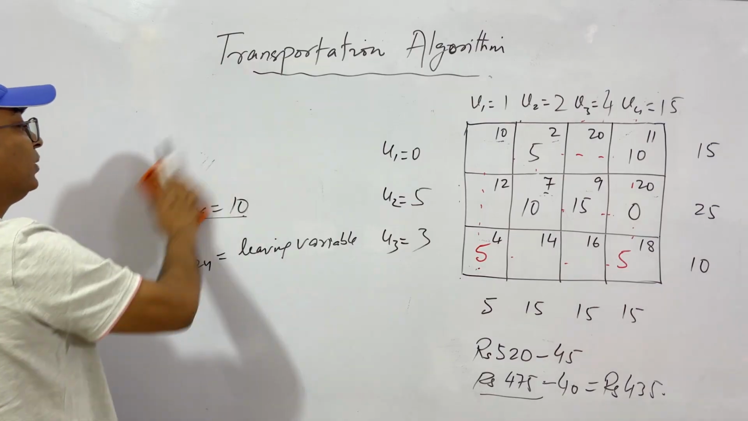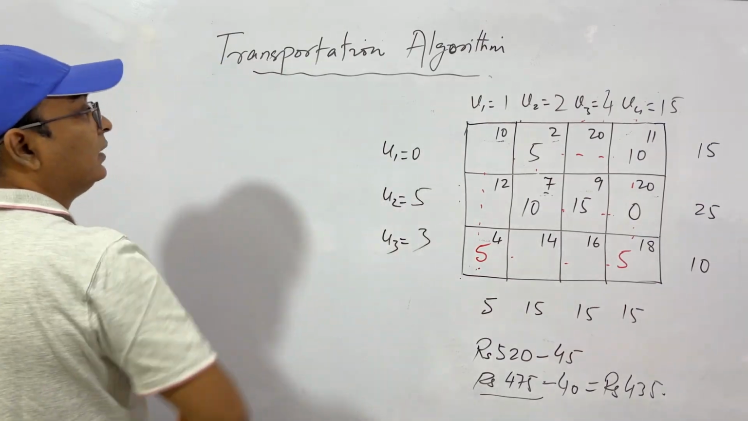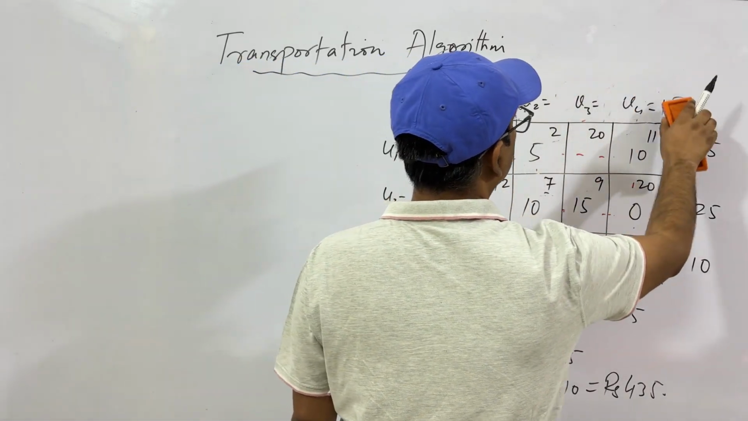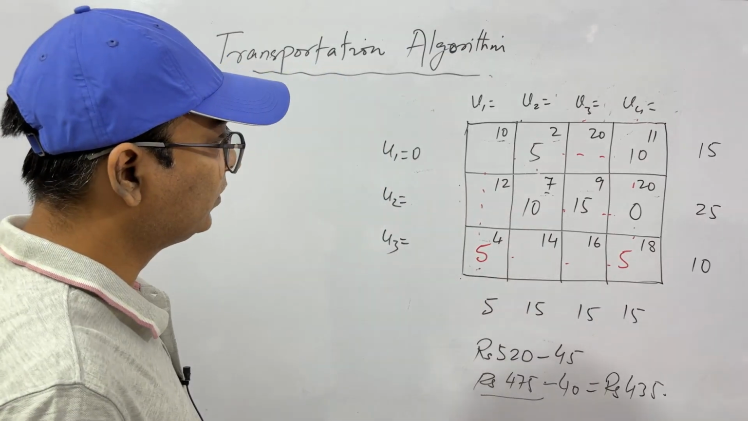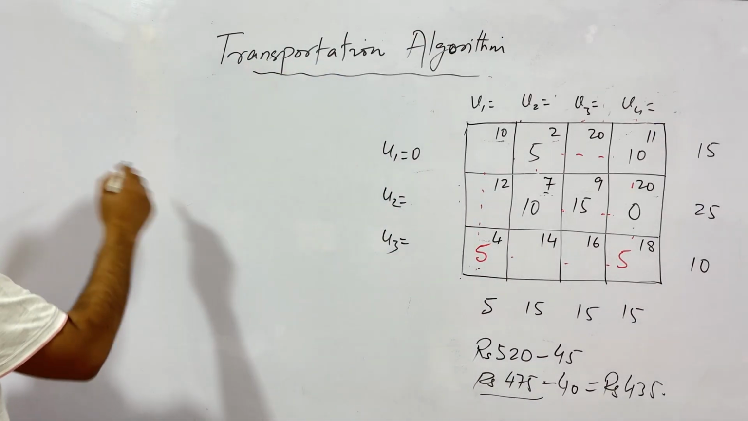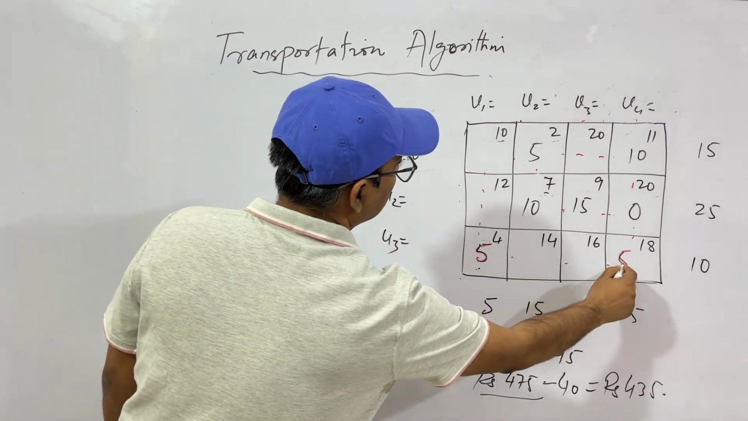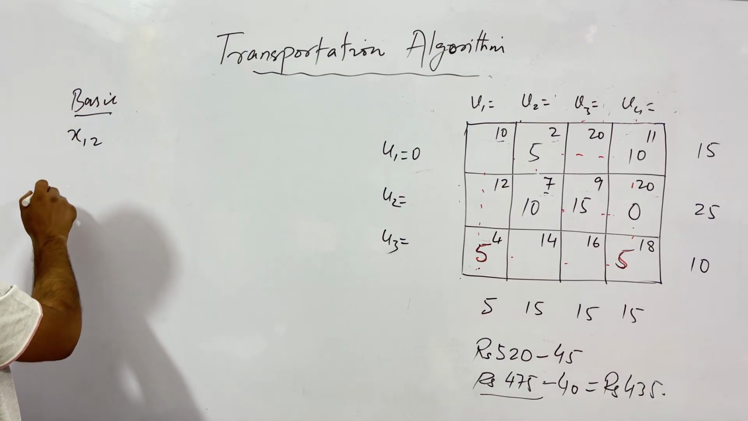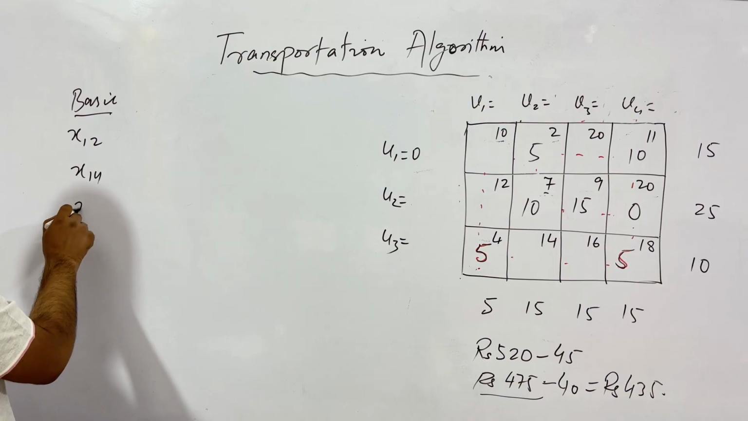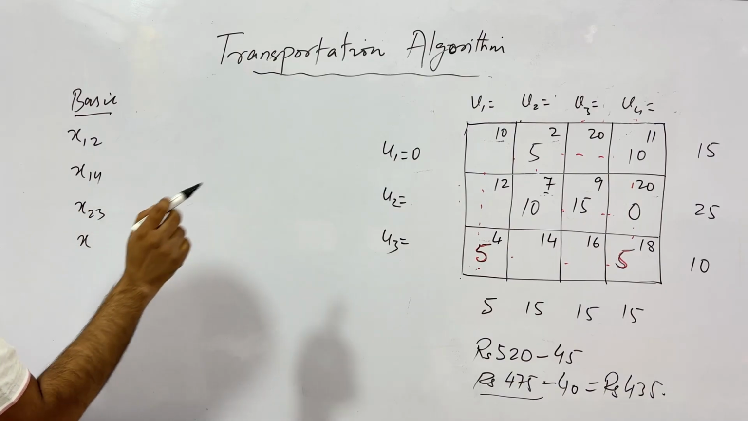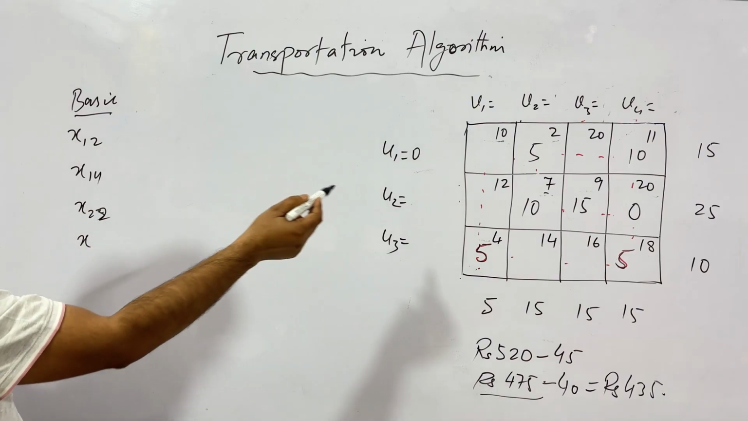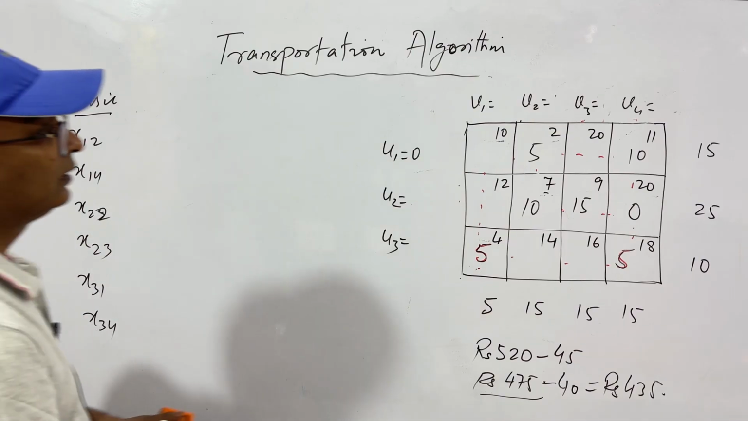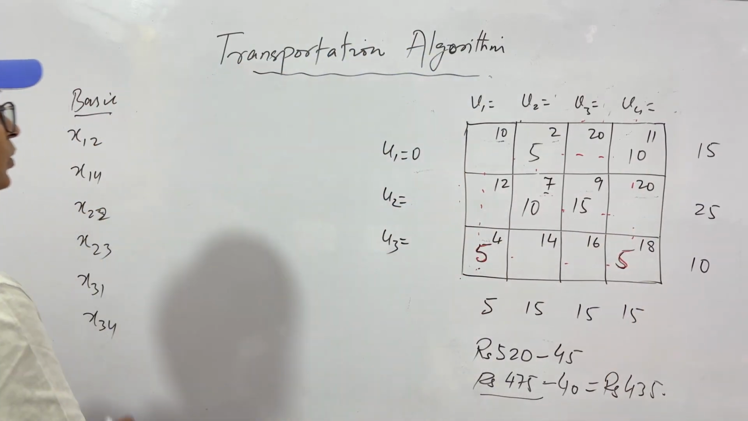Okay, but is it optimal or not? How can we find out? We'll again find these, and from here we'll find whether all the values are negative or not. Let's see. First of all, these six are our new basic variables. So we start with our basic variables, that are x12, x14, x23, x22 is also a basic variable, then we have x31 and x34. This variable is gone. So these are the basic variables.